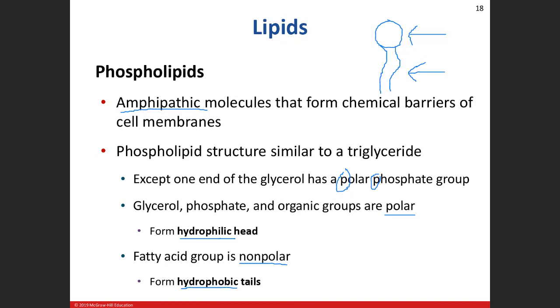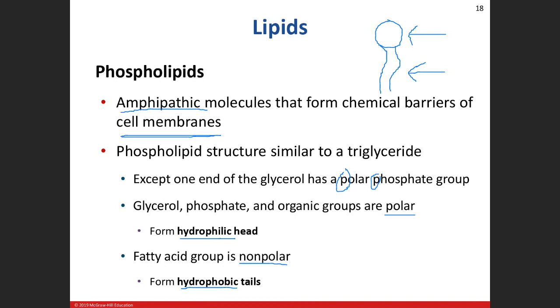Okay. So those are phospholipids. Where do we find them? Cell membranes. And so we have cells everywhere, so that's why phospholipids make up a large number of lipid composition in our body.